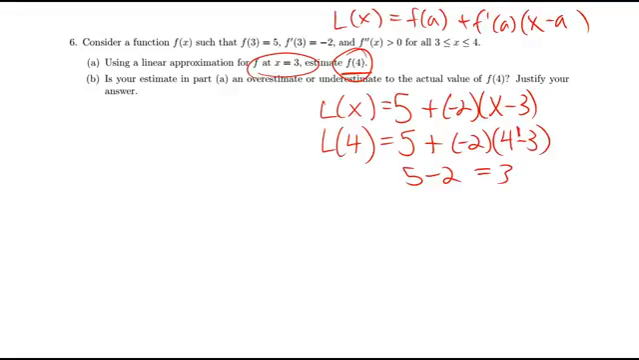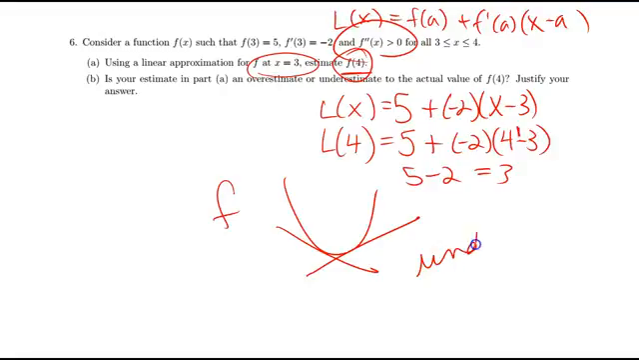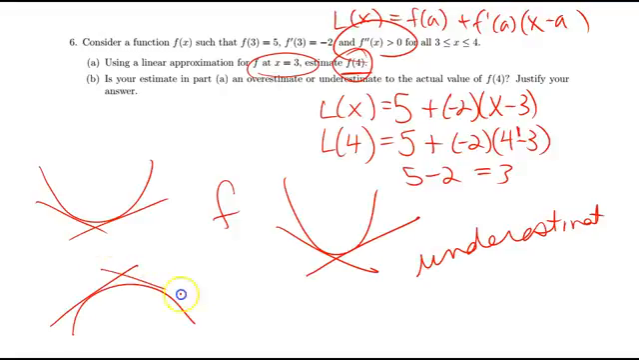Okay? Because if I know that this is always concave up, my tangent lines are below, which means I underestimated. Okay? It's a good thing to remember. If it's concave up, I'm underestimating because my tangent lines are below. If it's concave down, I'm overestimating because my tangent lines are above.